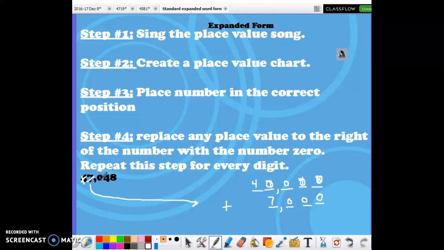Now I have the 0. I don't actually have to write anything for the 0 in the hundreds because it's not worth anything. It has no value except to hold a place value position.